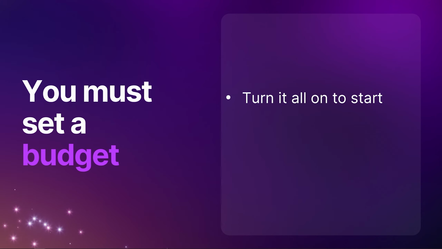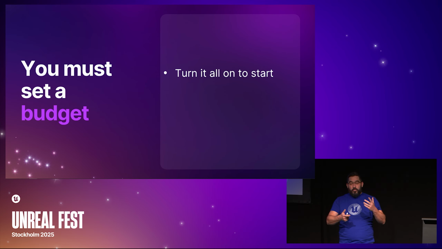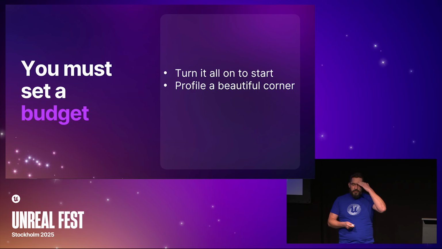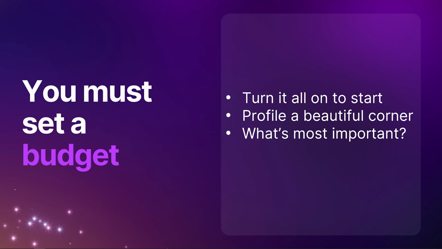Like, I want to hit 16 milliseconds with motion blur and TSR and Nanite, Lumen, MegaLights, what have you. And that has to be part of our production process. I like to just turn on all the features that I really want at the start of production, do a beautiful corner, see how it looks, see where the numbers are, and then I can figure out what's most important to me, what's most important to the game that I'm working on.